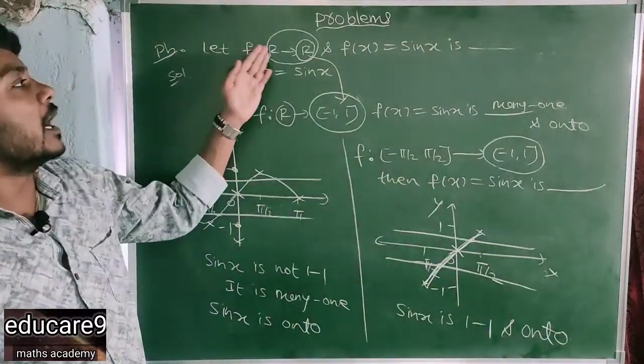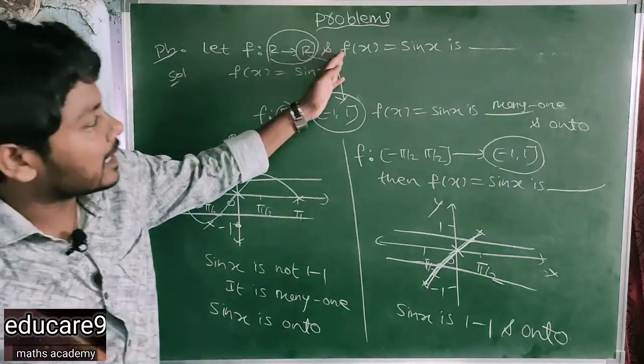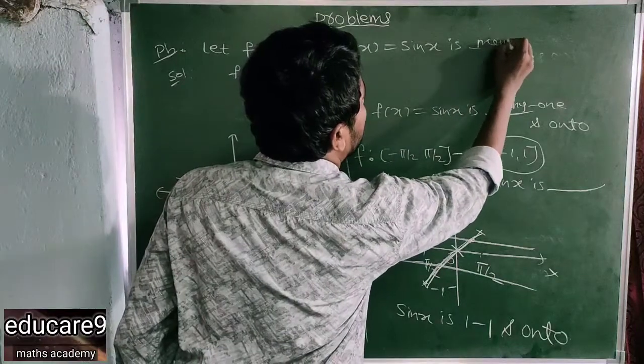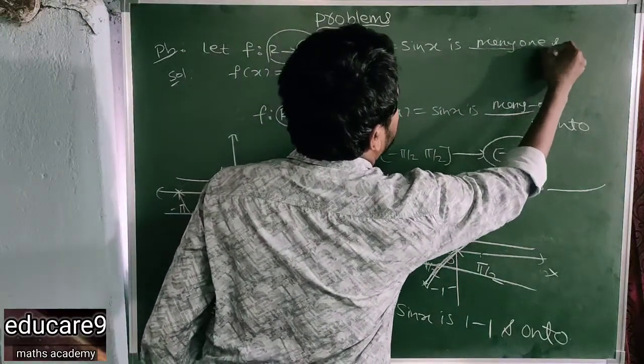If f from R to R, in that case, sin x is what? Many one and into.